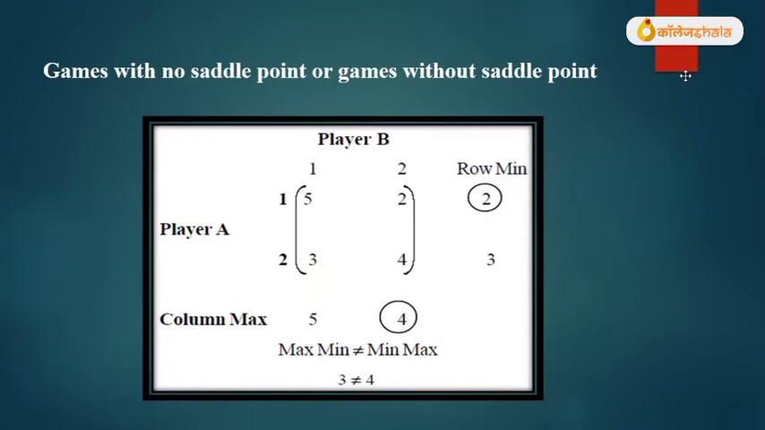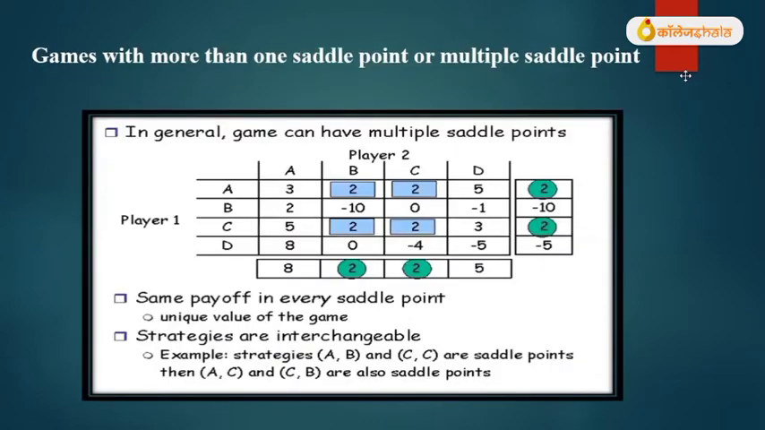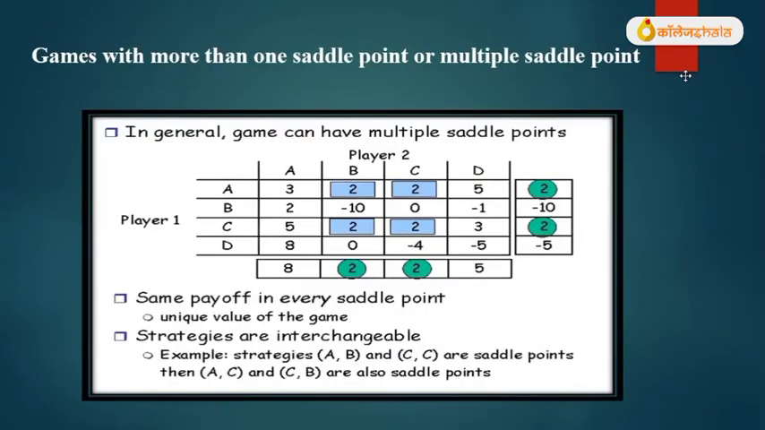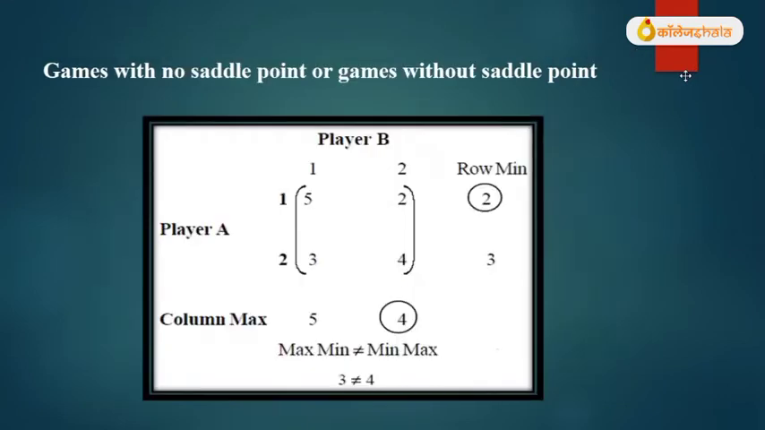One is without saddle point and another one is with multiple saddle points. That means in the first case, there will be no saddle point with us, and in the second case, we will be having more than one saddle point. So if we go to the first one, we are having again player A and player B.